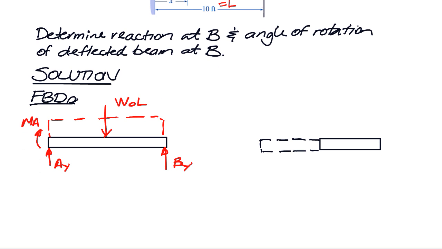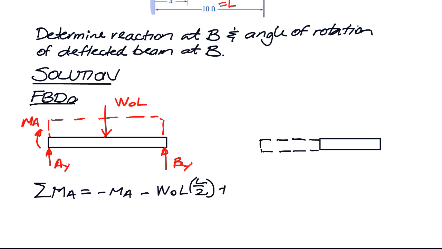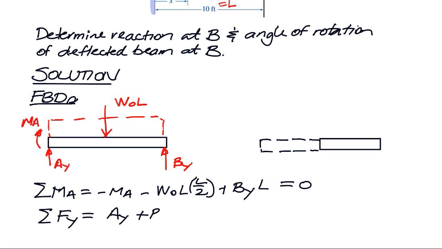From this free body diagram, I'm going to do a summation of moments about A, get minus MA minus W0 L times L over 2 plus BY, the reaction force, times its moment arm of L, and that's a 0. When I sum forces in Y, I get AY plus BY minus the resultant force of the load W0L, and that's equal to a 0.